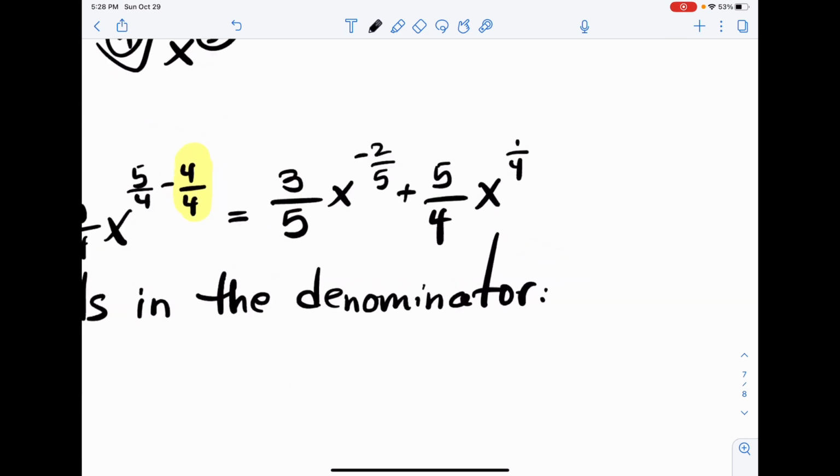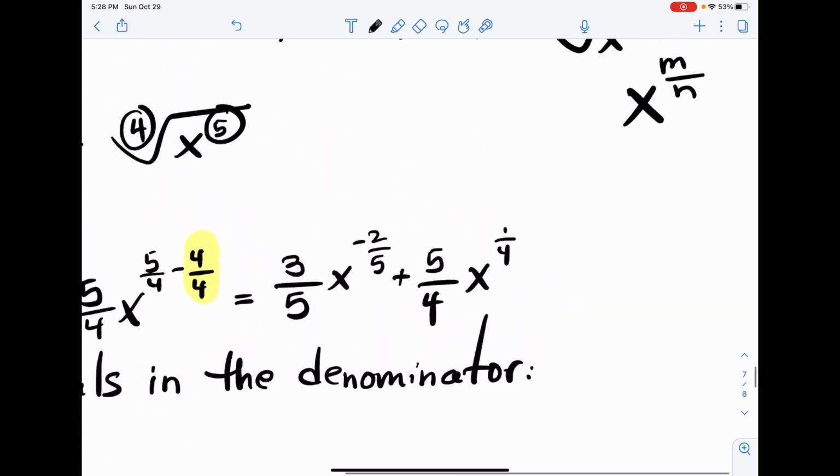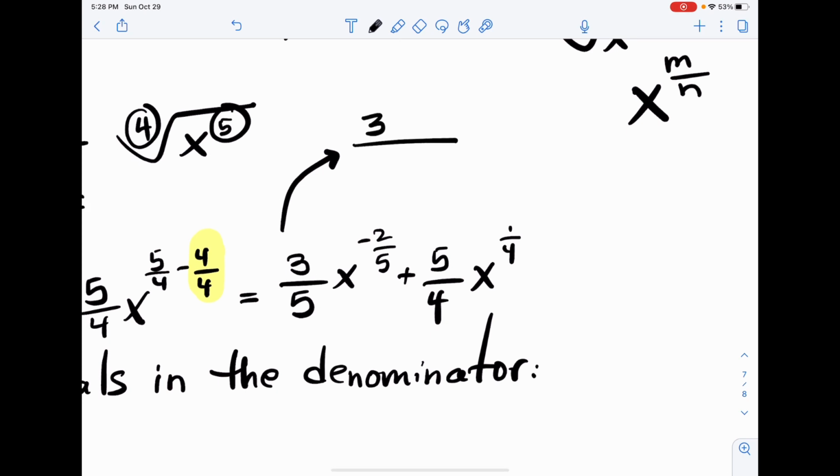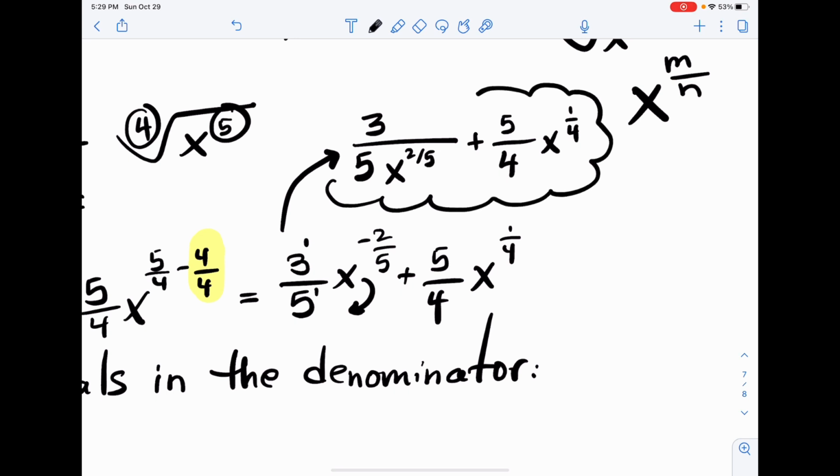Now, if I stipulated you have to write this with positive exponents, we can say this is 3 over 5. The 3 stays where it is. It has an exponent of 1. The 5 stays where it is. It has an exponent of 1. The only thing that moves down and becomes a positive exponent is x to the 2 over 5, plus 5 over 4, x to the 1/4. This here is a fine answer, particularly when you're asked to leave it with positive exponents.